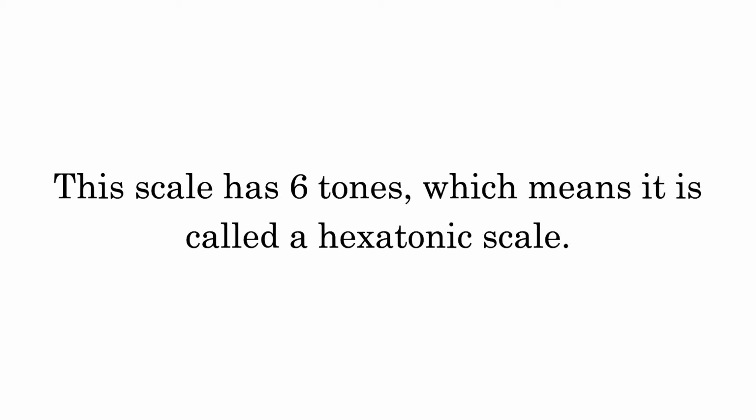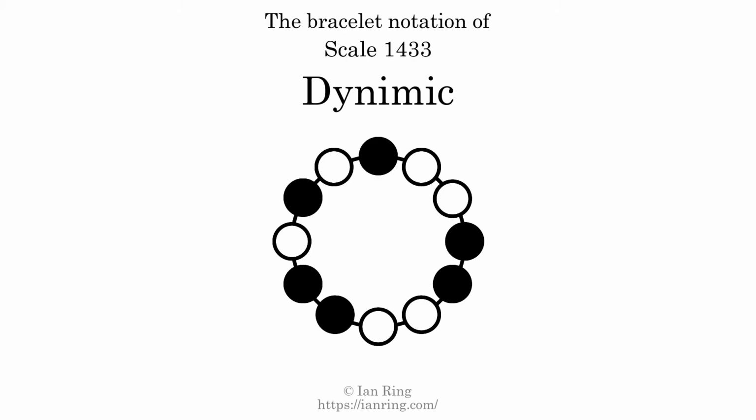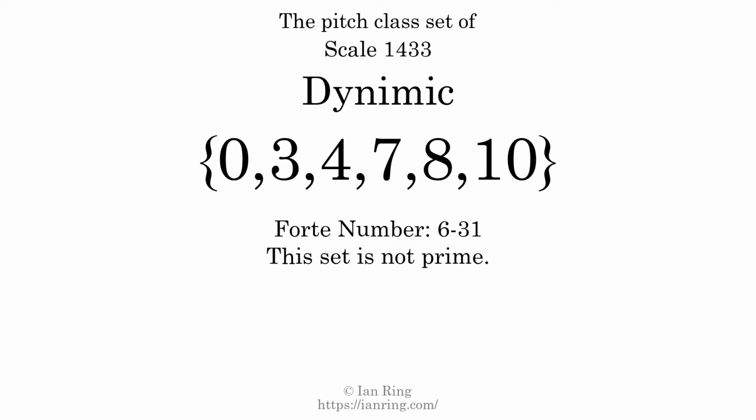This scale has 6 tones, which means it is called a hexatonic scale. This is a bracelet notation diagram of scale 1433. The shaded circles represent tones that appear in the scale, and they are read clockwise, starting at the top. The pitch class set for this scale is 0, 3, 4, 7, 8, 10. The fault class is 631. This set is not prime.